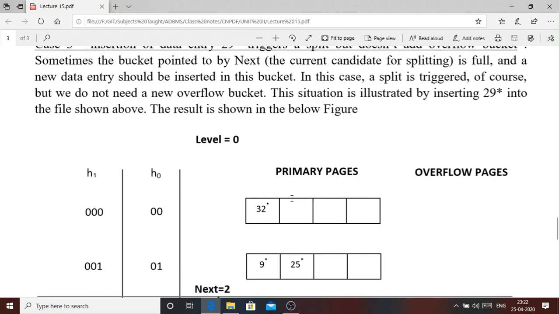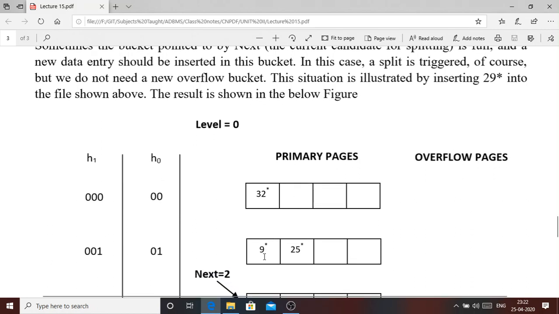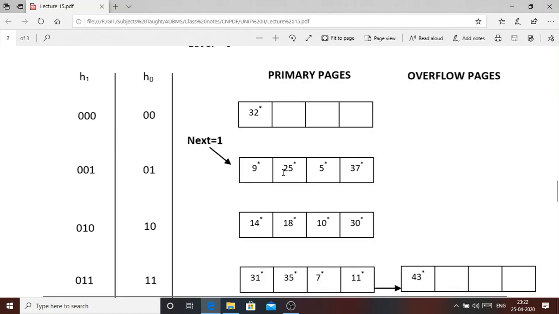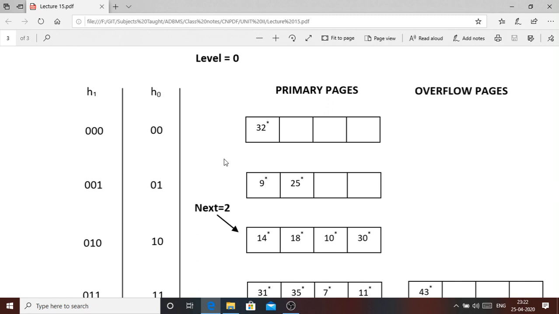Now one thing that you remember, in the earlier case, the next was also pointing to the same bucket where you are going to insert the 29. You wanted to insert 29 here, and the next was 1. So since we have to insert 29 here, this bucket got split, but there is no overflow page. Remember, when the next points to the same bucket which needs to get split, then there won't be any overflow pages, because you get empty spaces once you split the bucket. Okay, so the next got incremented and points to the next bucket here without adding any overflow page, and the 29 got inserted.